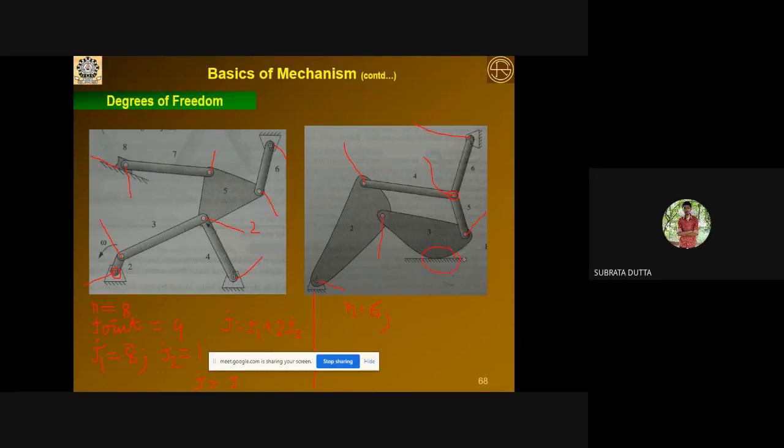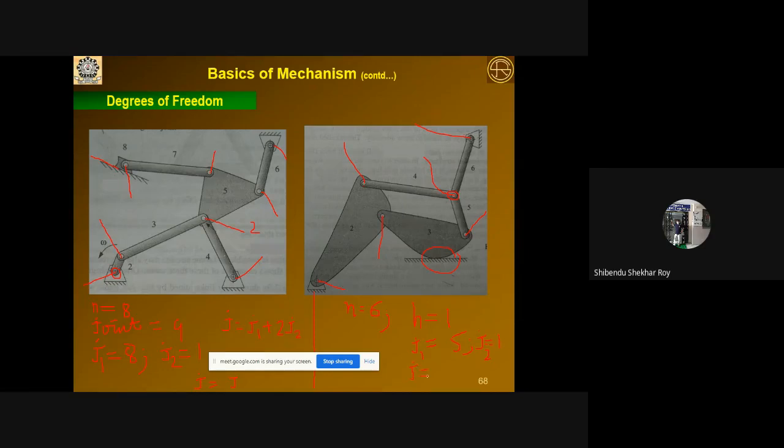What type of lower pair? Higher pair. So how many higher pairs? H equals one. Now J1 equals how many? 1, 2, 3, 4, 5. J1 is 5. J2 equals 1. Now you can easily calculate the degrees of freedom.